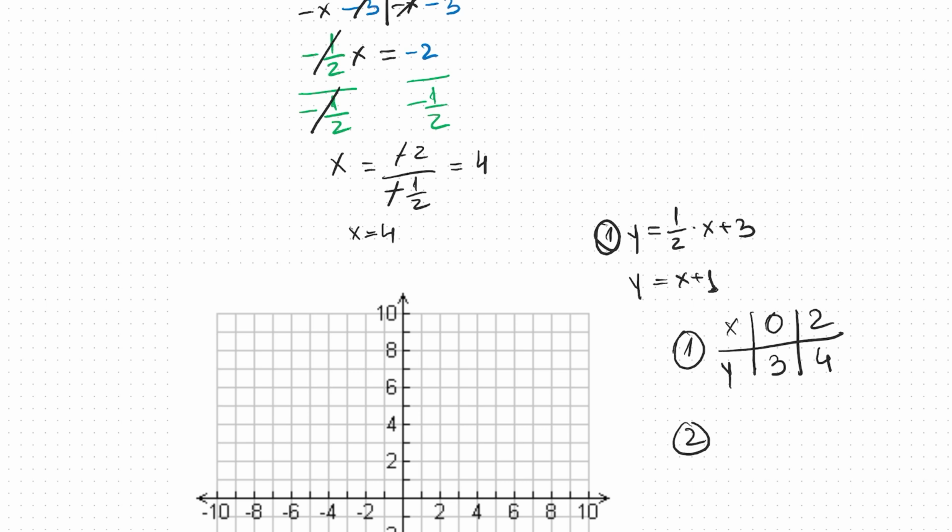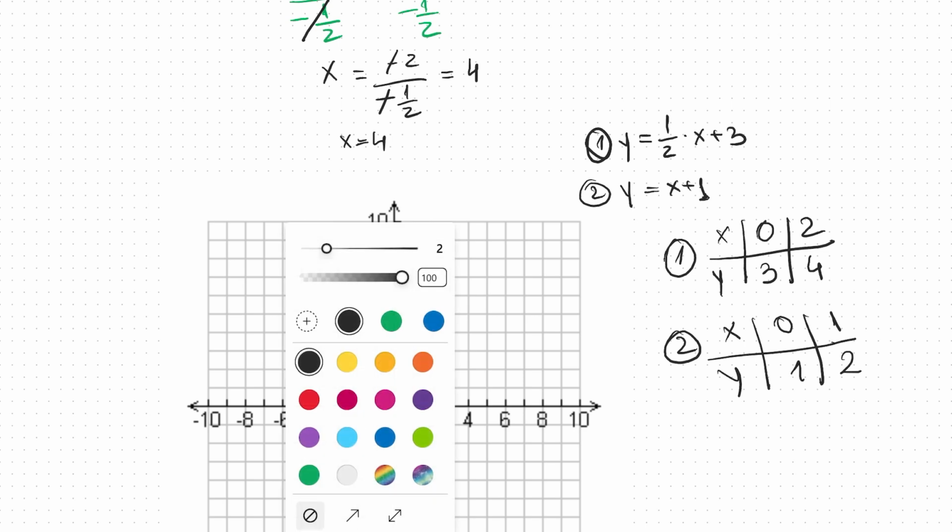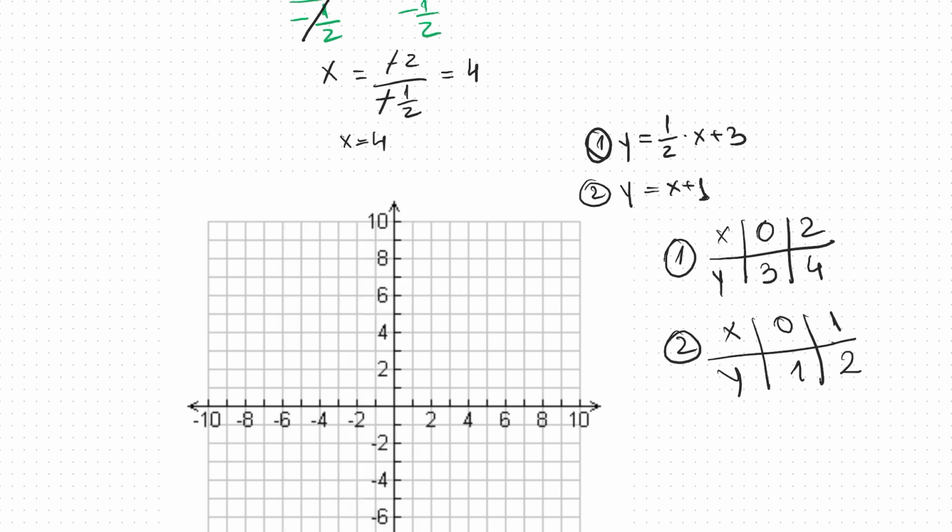Now for the second one, which is y equals x plus 1, we're going to draw a similar table. This time we're just going to do it for 0 and 1 because we don't see any special coefficient in front of x. And so x plus 1, 0 plus 1 is literally going to be 1, 1 plus 1 is going to be 2. And so these are our values. I'm going to draw them with 2 different colors, let's say green and blue. And so for the first one, let's make the first one green.